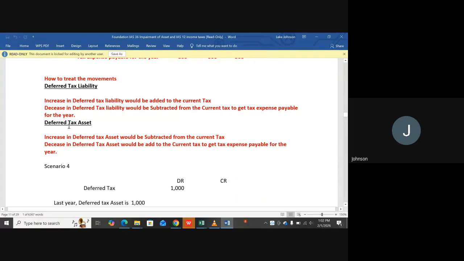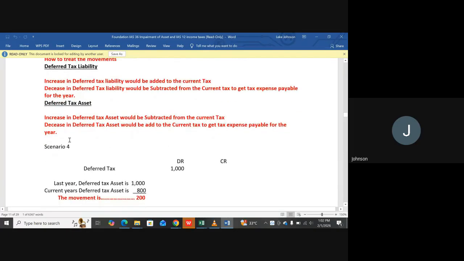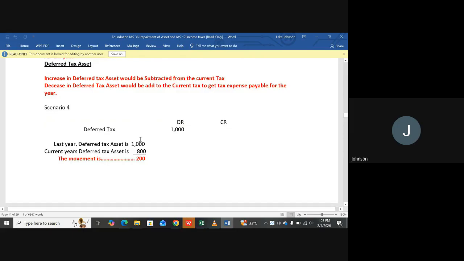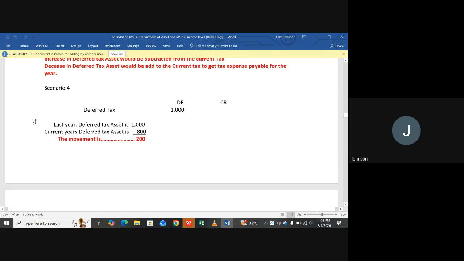Now, let's look at deferred tax asset. An increase in deferred tax asset would be subtracted from the current tax, while a decrease in deferred tax asset would be added to the current tax to get the tax expense payable for the period. Okay, so we are looking at another one.